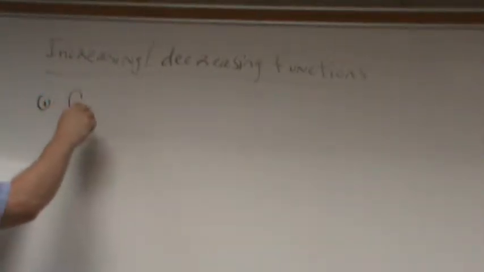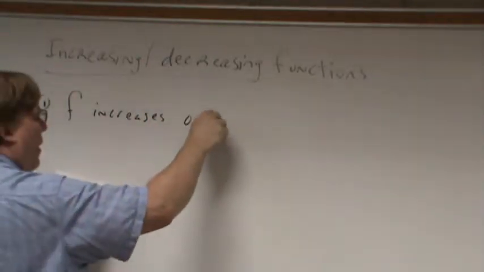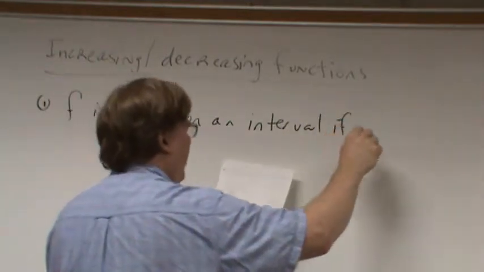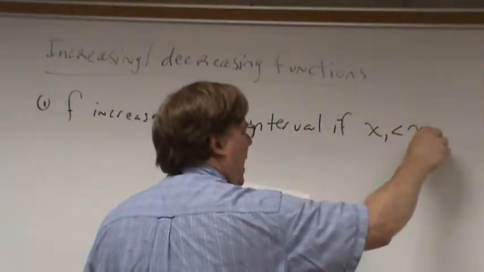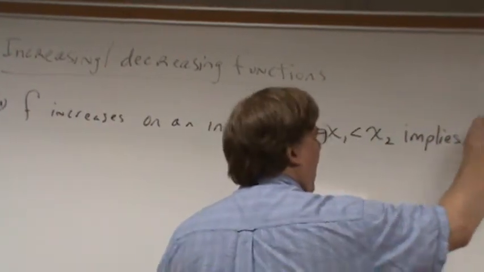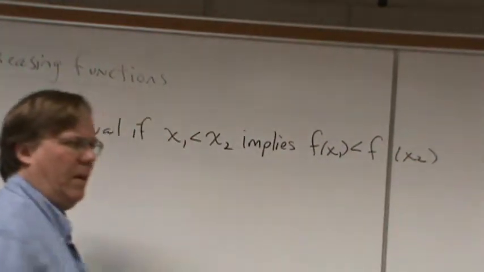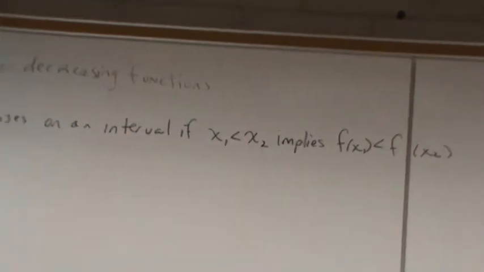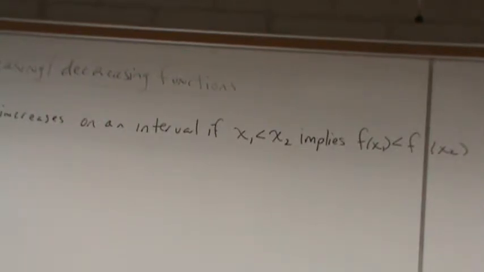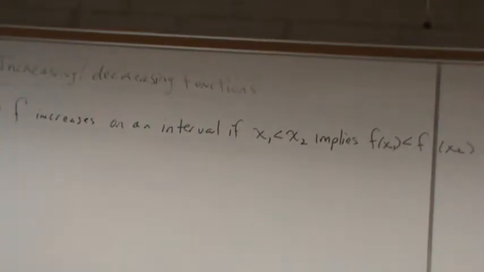One, f increases on an interval if x1 being less than x2 implies f of x1 being less than f of x2. That's what it means for a function to be increasing. If x2 is bigger than x1, then f of x2 is bigger than f of x1. And that's going to be true for all points in that interval.